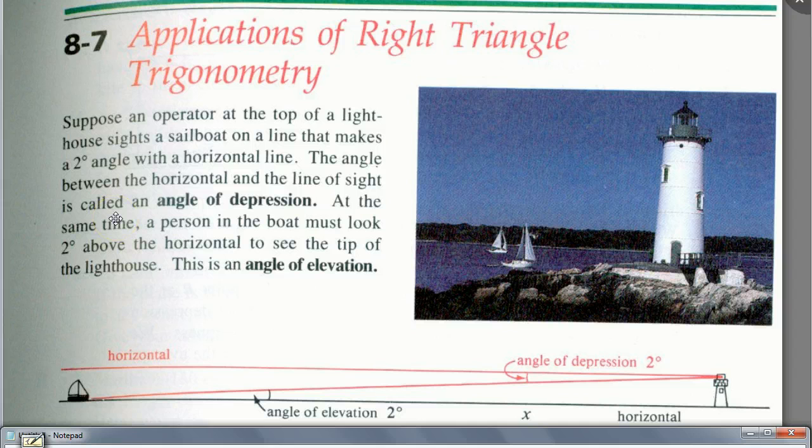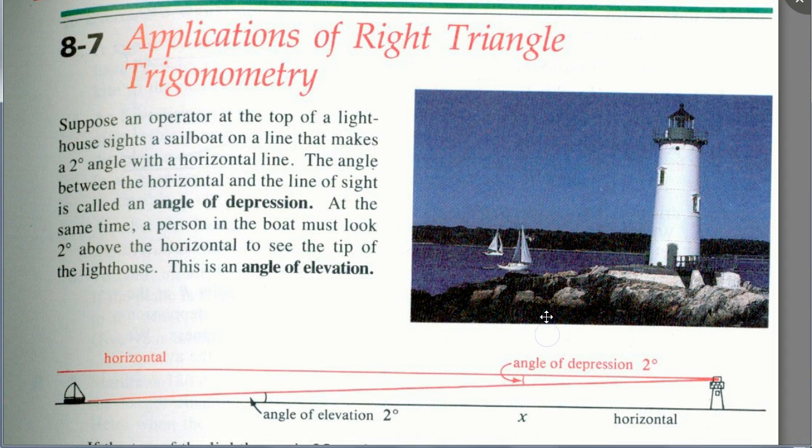At the same time, a person in the boat must look 2 degrees above the horizontal to see the tip of the lighthouse. This is an angle of elevation. Good. So in both cases, either for angle of depression or angle of elevation, you first look straight ahead horizontally, right? And then if you're up on the lighthouse, angle of depression will be how much you look down, and then if you're on the boat, you look straight ahead, and then how much you look up. That angle is the angle of elevation. Is that okay? So there's a picture, right?